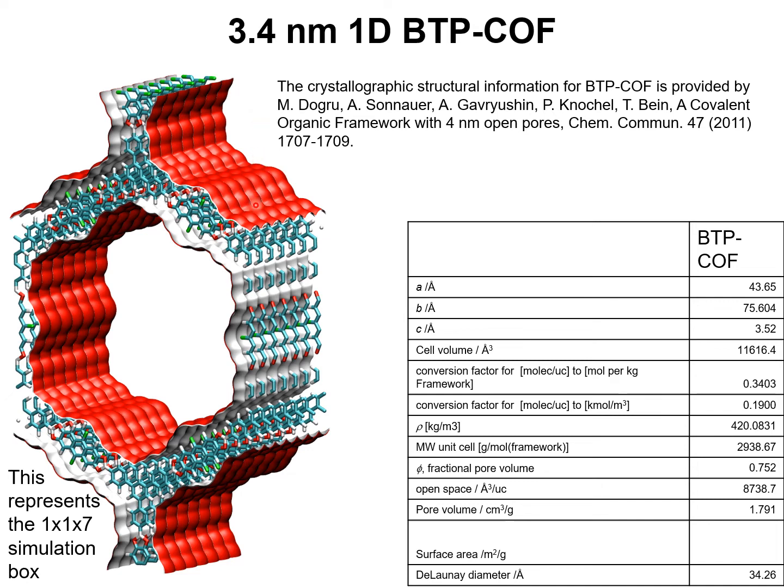In this case, we perform MD simulations for a 3.4 nanometer covalent organic framework called BTP-COF. It has one-dimensional channels that are hexagonal in shape. This table provides some data on the crystalline structure. This gives you the dimensions of a unit cell. This is the framework density and the pore volume.